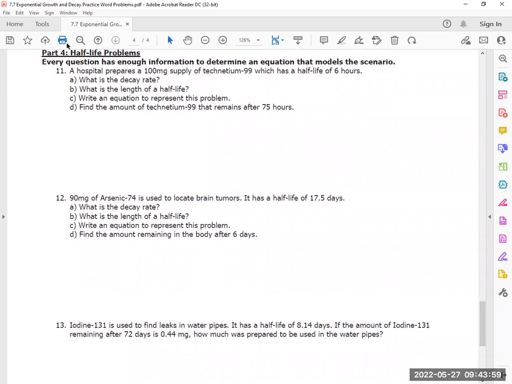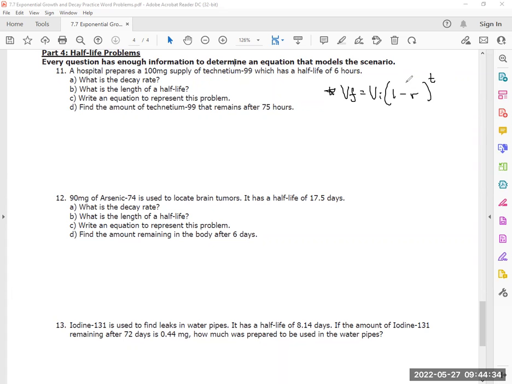I'm going to read this question, part 4. Every question has enough information to determine an equation that models the scenario. Please put a little star next to this. This is the half-life formula. It's exactly the same, except two changes. You know how before it's VF is equal to VI, and since this is a decay, like half-life, it's 1 minus R to the power of T. Everyone's okay with that so far? Does that ring a bell?